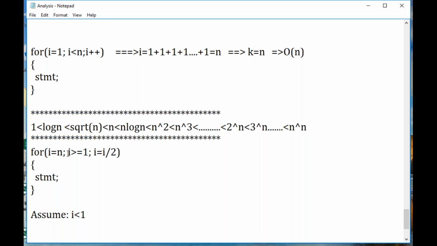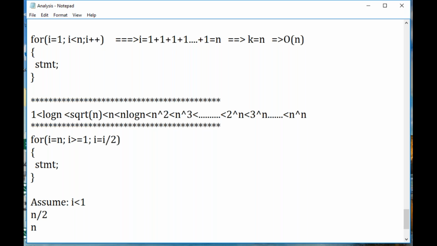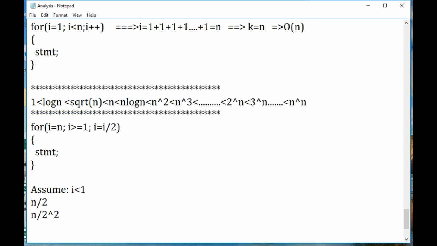At the first iteration, what is the I value? That is nothing but n. N divided by 2 will happen. At the second iteration, n divided by 2 square. Again, when I divide, the second iteration, n will be divided by 2 square. I didn't reduce the value; I'm just giving the initial first step as n, at the second step n divided by 2 square, and at the third step n will be divided by 2 cube.